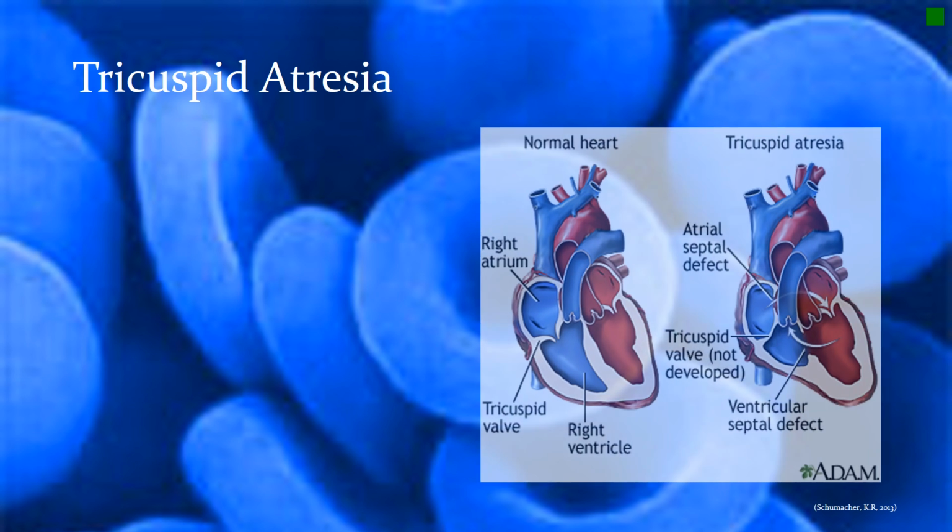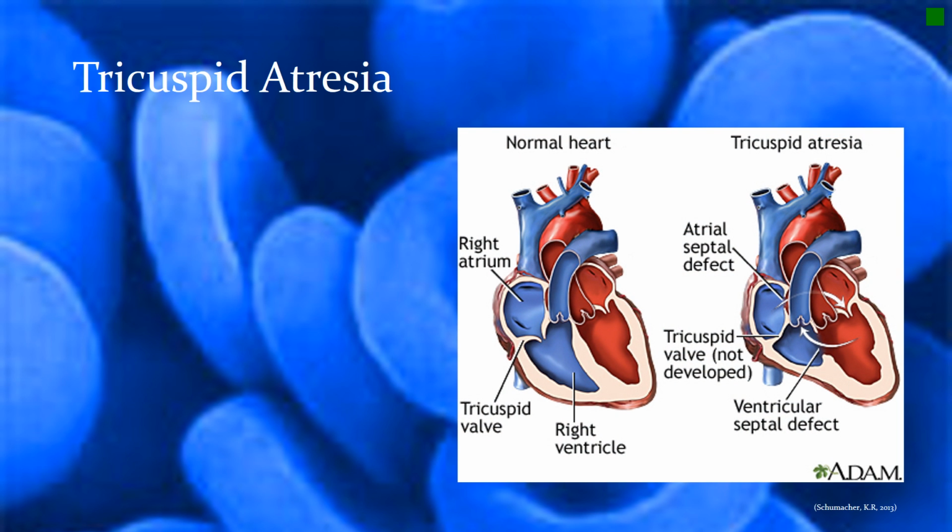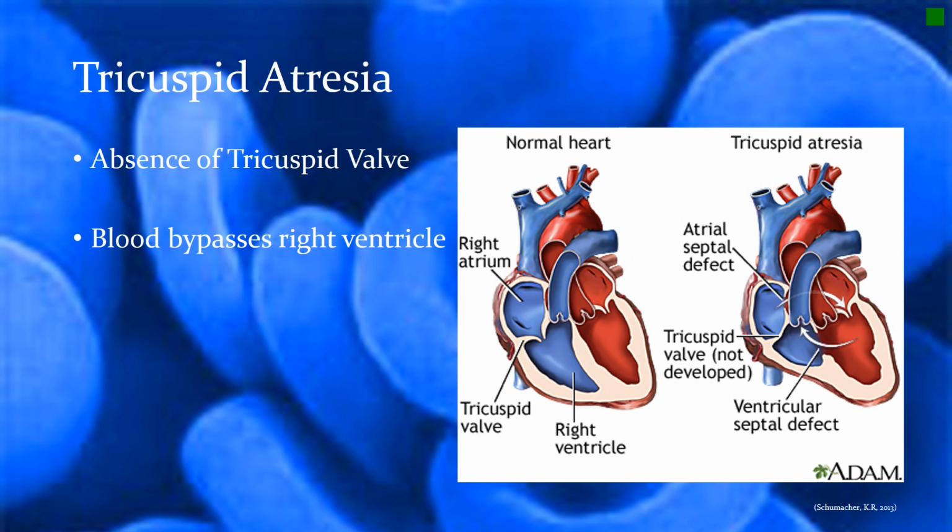Tricuspid atresia means the tricuspid valve has not fully developed. You also see atrial and ventricular septal defects. Blood bypasses the right ventricle, leading to underdevelopment.